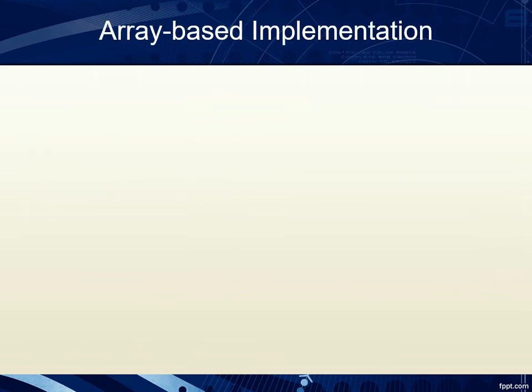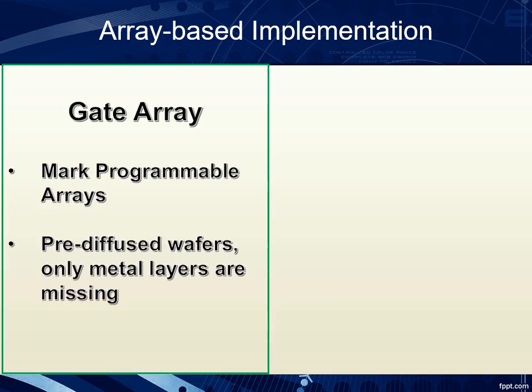For the array-based implementation, it is different because we do not require a complete manufacturing run. Let us look at the two different options that we have. The first is the gate array. In this case, we have mask programmable arrays. As mentioned earlier, some parts of the fabrication are done and we only need to do the interconnections. So the diffusions of the various areas have already been done. We only need the metal lines.